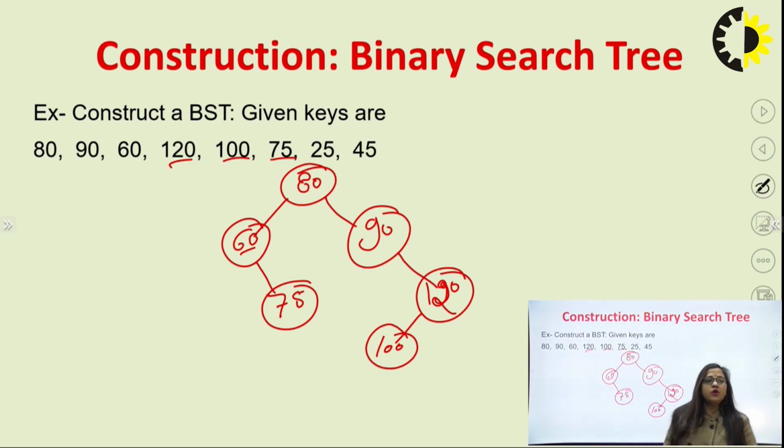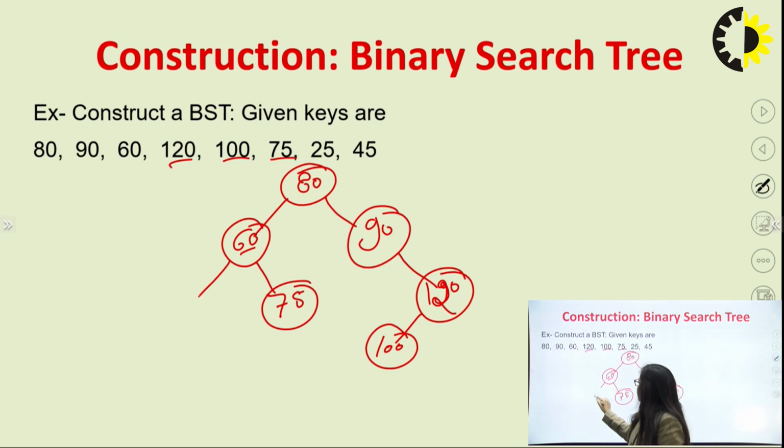Next number is 25. Check again: 25 is less than 80. Yes, move to the left direction. And 25 is also smaller than 60, so again to the left direction of 60.